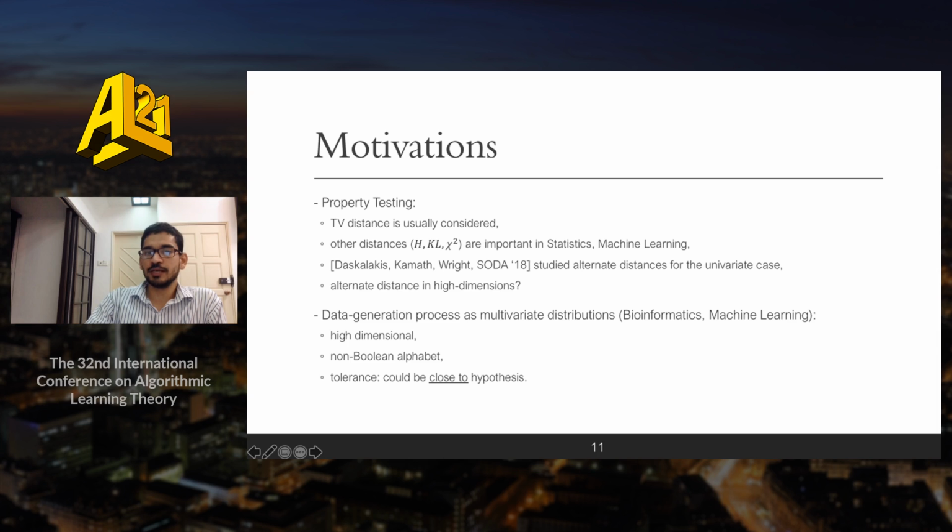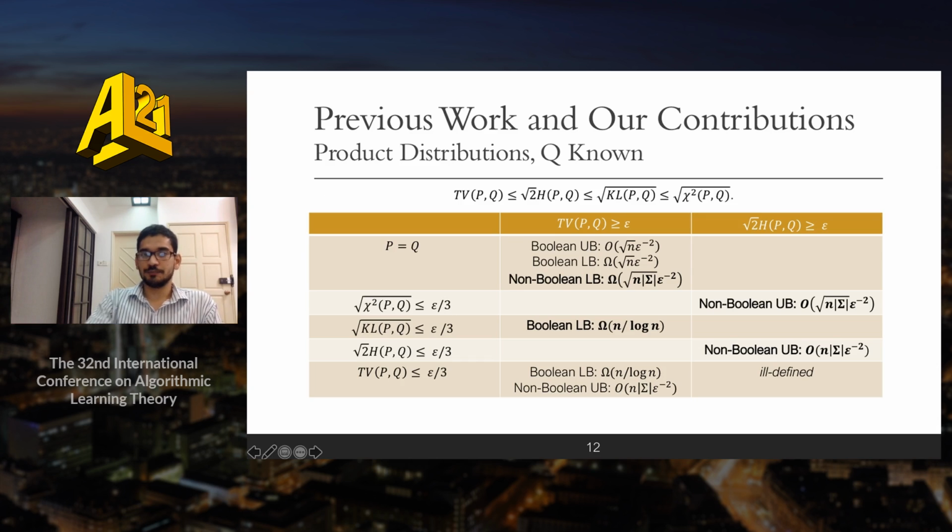So in a previous work in 2018, Daskalakis et al. studied alternative distance functions for the univariate case. Our goal in this work is to study alternative distance functions in high dimensions. In practice, the data generation process is often modeled as a multivariate distribution, such as in bioinformatics and machine learning. In such settings, the distribution is inherently high dimensional and involves features which are Boolean and which are not Boolean. And tolerance is also a demand in those cases, where Q need not match exactly the unknown distribution P, but could be only close to the distribution Q.